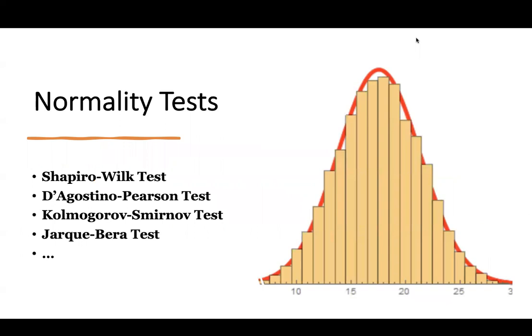And that's the reason why usually the first step of data analysis is to test normality using normality tests. There are different types of normality tests, and the four listed here are among the most widely used ones.